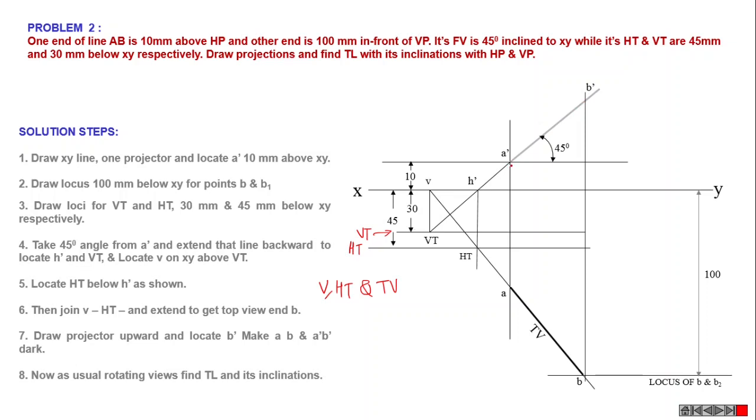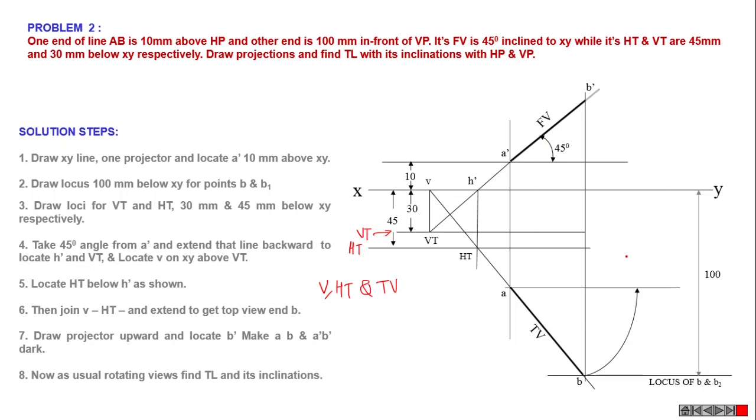Then we can mark that front view by using a dark line like this. A dash B dash is the front view. Then we can easily draw the locus of the front view.